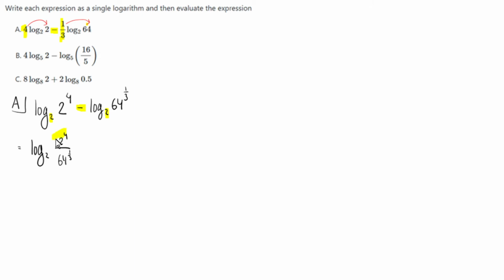Now we can evaluate and simplify this quotient. So 2 to the power of 4 is 16. 64 to the power of 1/3, this exponential form can be written as a radical. It can be written as the cube root of 64. And the cube root of 64 is 4. 16 divided by 4 is 4.